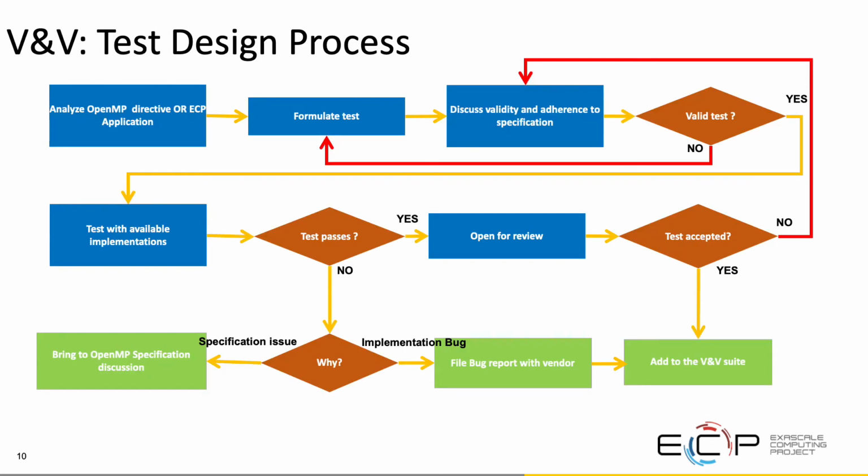So now let's look at the V&V test design process. When we analyze an application or a new OpenMP directive, we formulate a test, we discuss it amongst our team to see if there is anything we missed in the test. If the test is valid, we move on with testing it with available implementations.